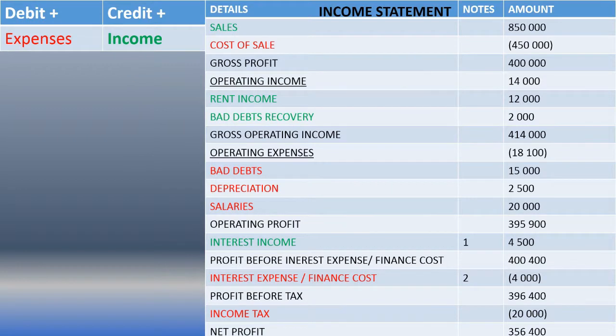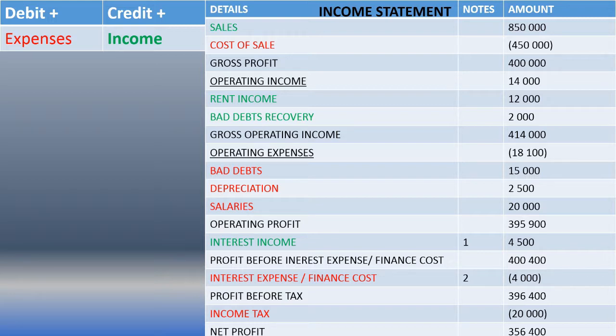Let me first explain the income statement, or statement of comprehensive income. You can say statement of profit or loss or statement of financial performance, but it's the income statement. The income statement reveals the total revenue and expenses of the organization. I simplified this by highlighting the revenues or income in yellow, whereas the expenses are highlighted in red.